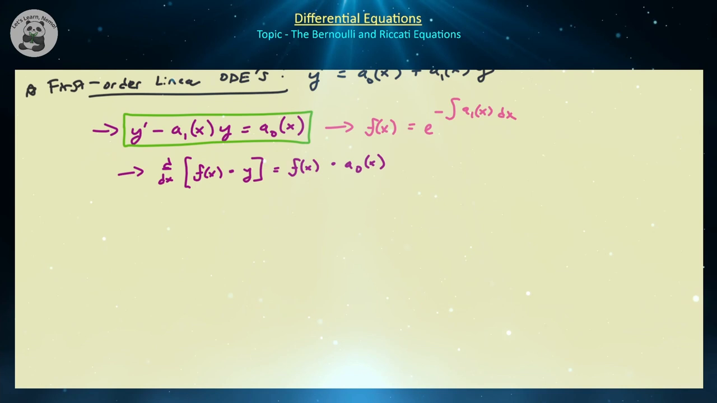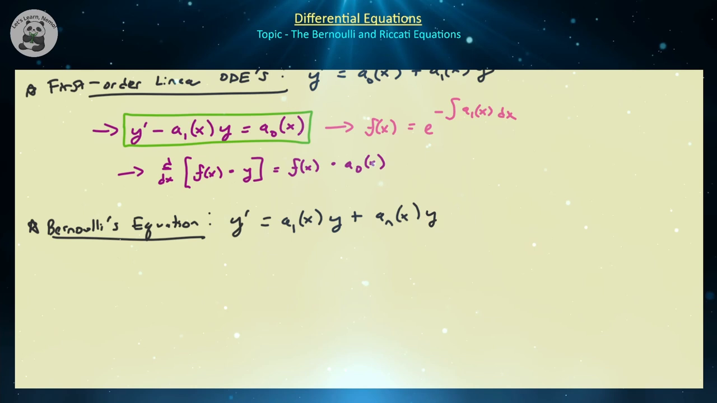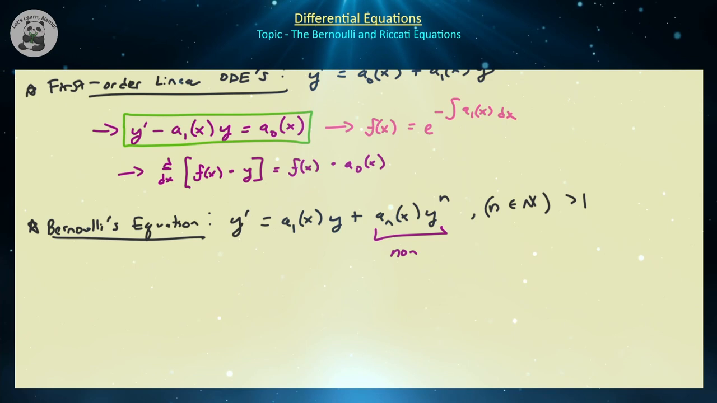So today, the first equation that I want to introduce is what is referred to as Bernoulli's equation, a Bernoulli ordinary differential equation. These are equations that can be written in the form y prime is equal to a1(x) times y plus an(x) times y to the power of n, where n is a natural number that is bigger than 1. So this is a non-linear term because of that unknown solution y to some arbitrary power n. So this is an example of a non-linear equation.